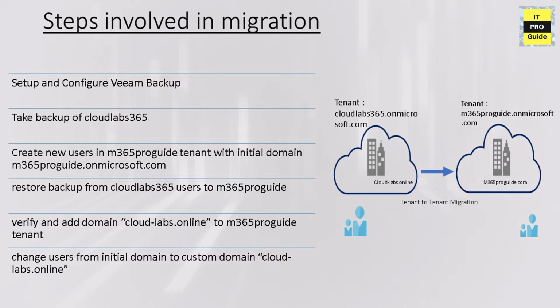Once we have the users and the data in the target tenant, the next step is to remove the cloudlabs.online custom domain from the source tenant, then verify and add it to the target tenant, that is the m365proguide tenant. So now we have our domain, users and data in the target tenant. Then we need to change the users' email addresses from the initial domain name to the custom domain name, that is cloudlabs.online, and that is the end of migration.